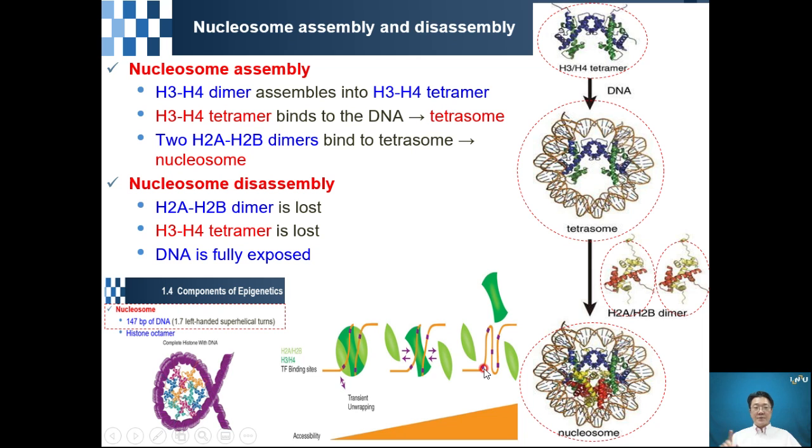Okay. Once again, the nucleosome disassembly procedure. First of all, the H2A-H2B dimer is lost first. Okay. After that, the H3-H4 tetramer is lost. Finally, the DNA is fully exposed like this. So this is the nucleosome disassembly procedure.